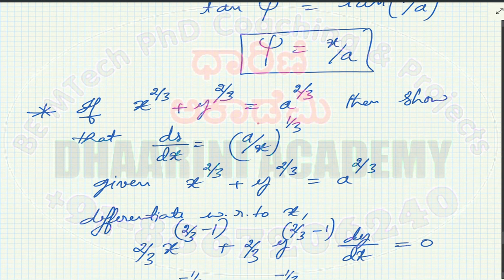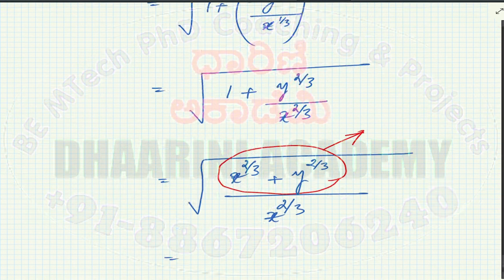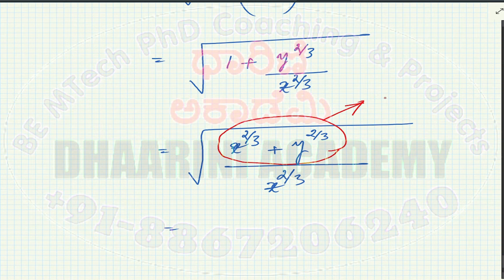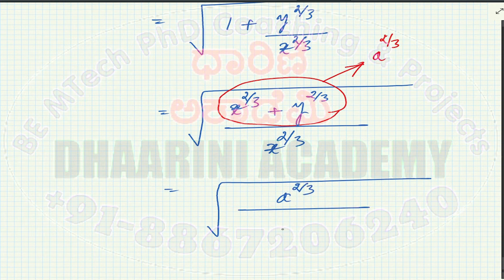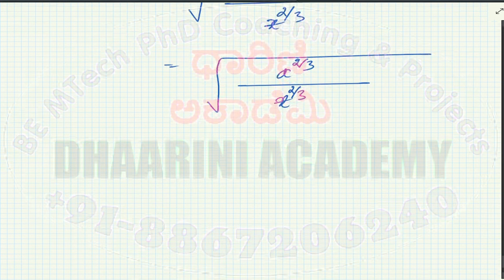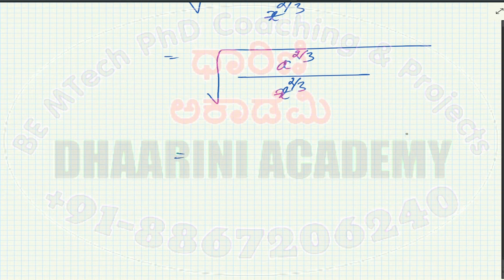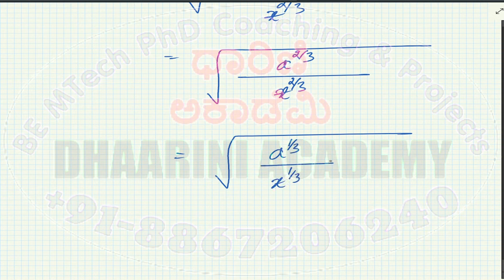Already this can be seen here. This is what they have given, correct? So I'll simply replace that with a to the power 2 by 3 from the given data. So this is under root a to the 2 by 3 whole divided by x to the 2 by 3. Now you see the simplification happens in this fashion. This can be written as under root, a to the 1 by 3 by x to the 1 by 3, with a square term. I'll write the square outside. Now I can simply cancel the square and this square root.